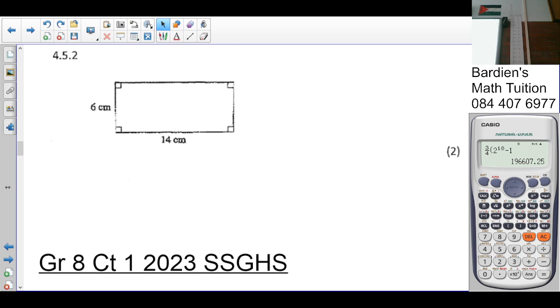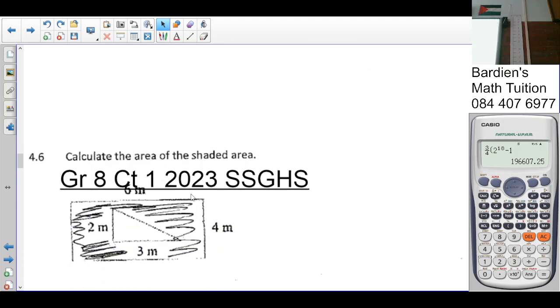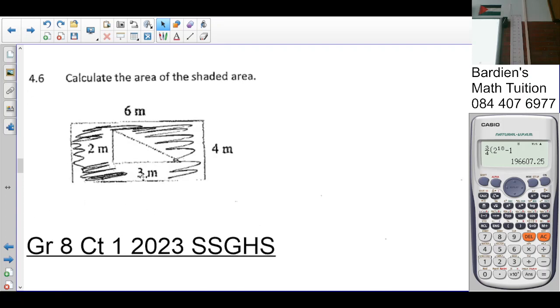People, the next one, how do you calculate the area of a rectangle? Area is equal to length times width. So you're going to do 6 times 14. 6 times 14 is 72 centimeters. Is that correct? No. 84, sorry. And that was double the previous answer. Yes. Okay. You all agree with that? Any confusion? No?